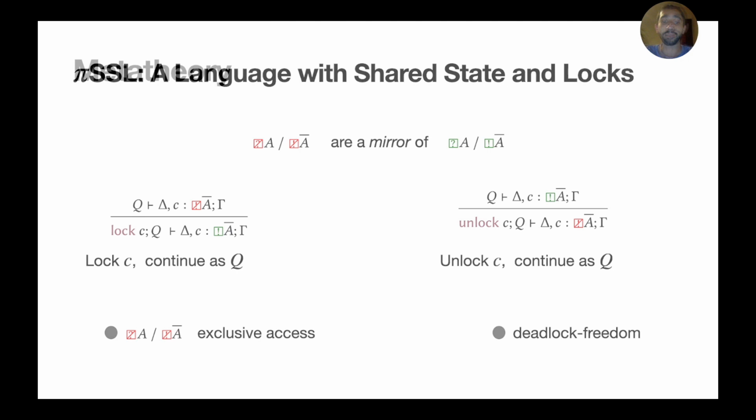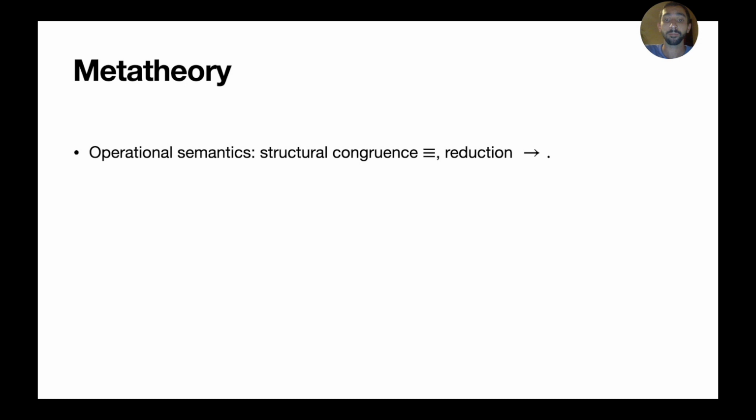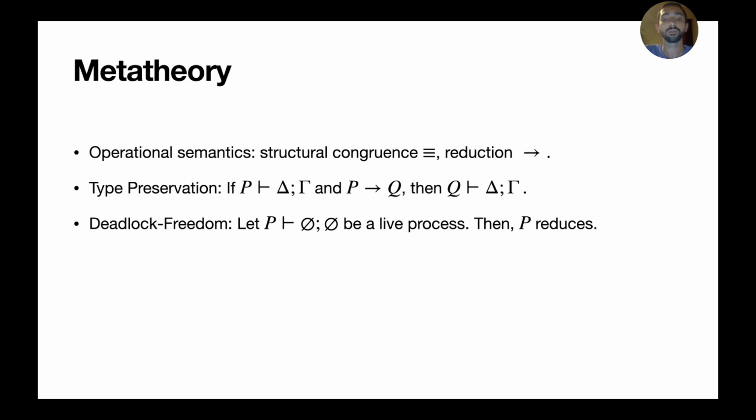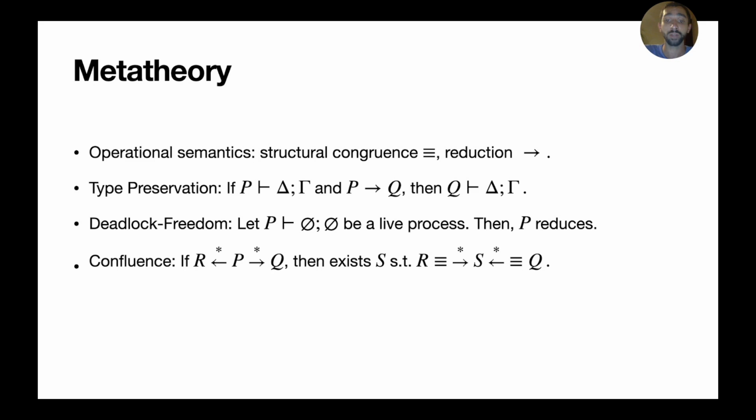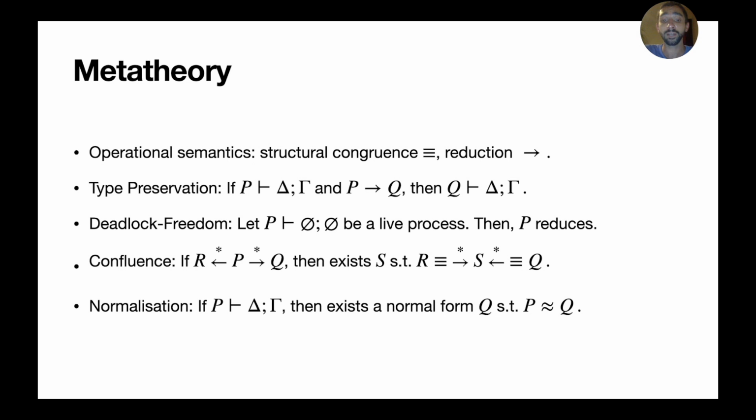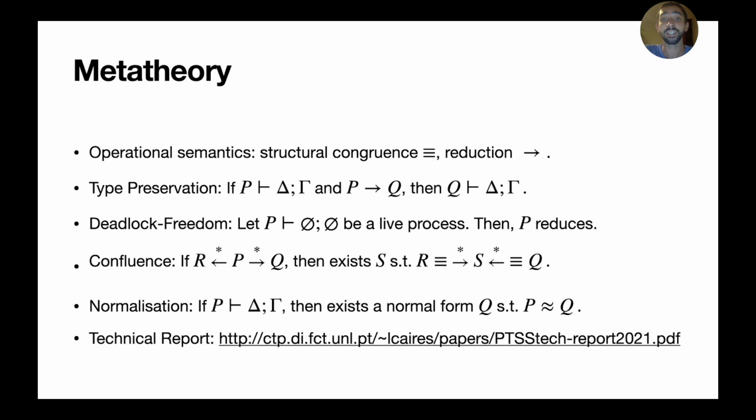Concerning the meta theory, we have formalized the reduction-based operational semantics of PySSL, which is comprised of a structural congruence relation that captures the static laws and a reduction relation that captures the dynamics of our calculus. As a consequence of our proof theoretic approach, our language enjoys type preservation and deadlock freedom. Since we internalize non-determinism with sums, our calculus enjoys confluence. Therefore, proof reductions and conversions represent proof identities or behavioral equivalences. Finally, we also establish a normalization result by applying a structural cut elimination technique to our calculus. All the detailed proofs can be consulted in the extended technical report.